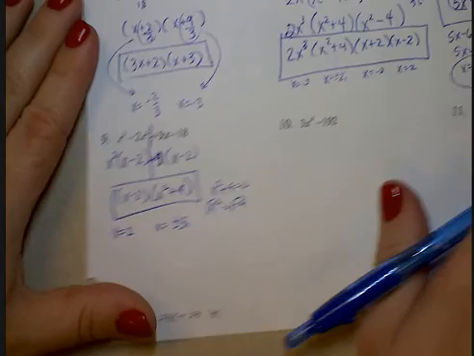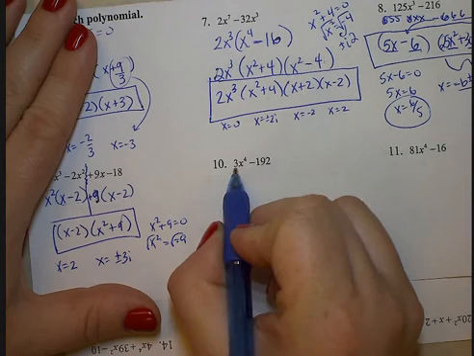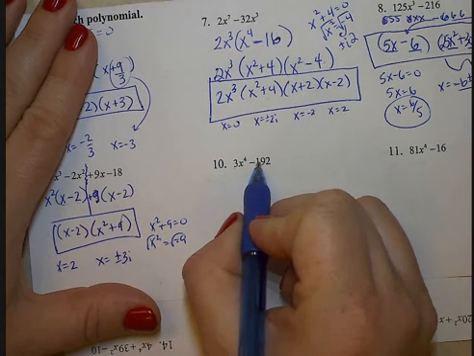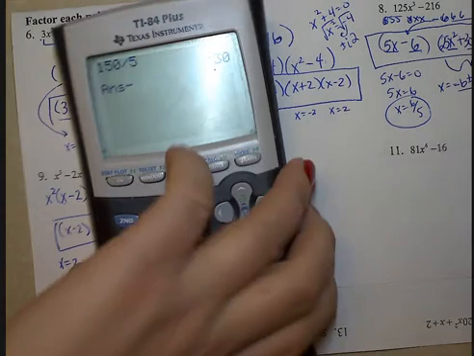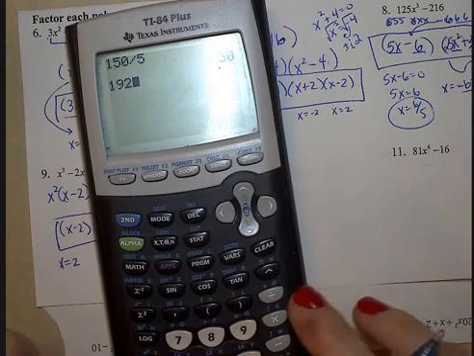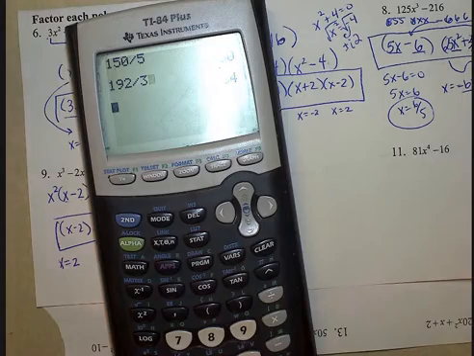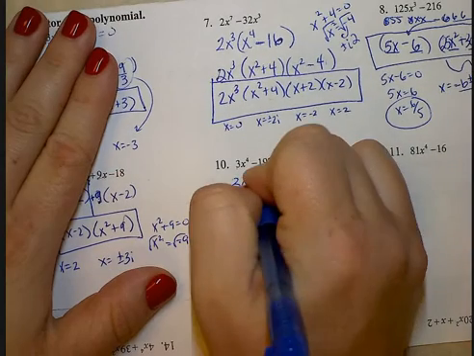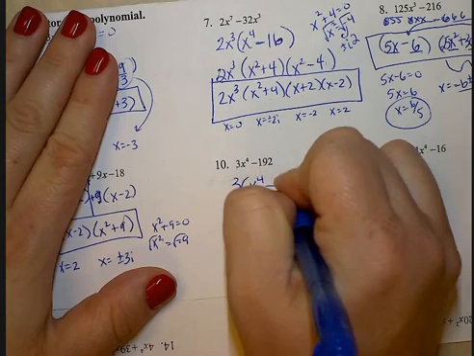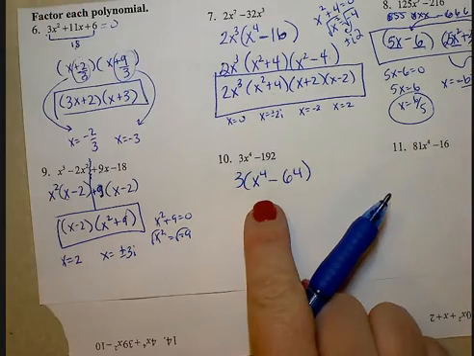Okay, number 10. First I'm going to see, can 3 divide nicely into 192? So I grab the calculator and see, can I divide a 3 out? And you can, it's 64. So I'm going to take a 3 out of both terms. And now can I take this any further?